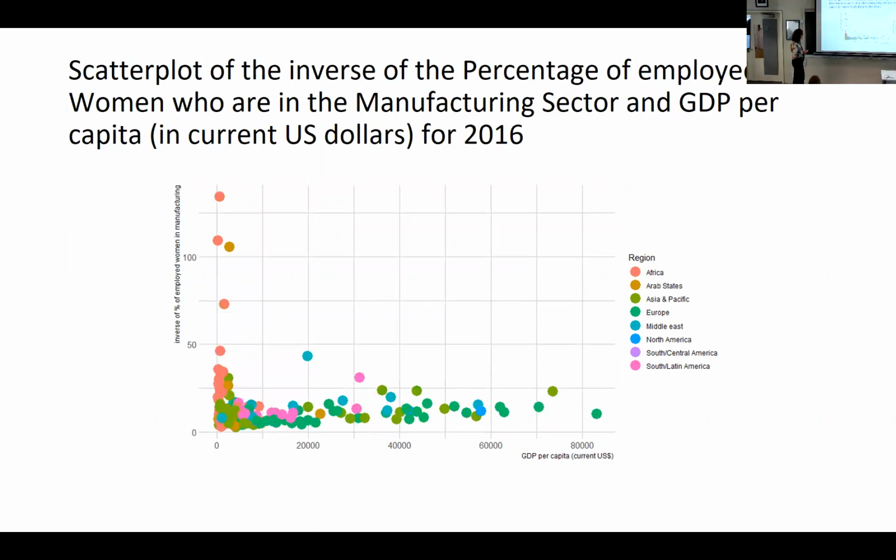I'm going to skip a little bit quickly, but this is the inverse of the percentage of women who are employed in manufacturing. So out of total women employed, what percent of them are in manufacturing? Again, since this is the inverse, the lower the indicator, the higher the percentage of women employed in manufacturing. And then again, we see here some outliers in Africa, but also this is a little bit more concentrated here, maybe because of the scale of the outliers. But indeed, you have more variability on the low income side. And then when you go to the high income, it stays more in a flat line.